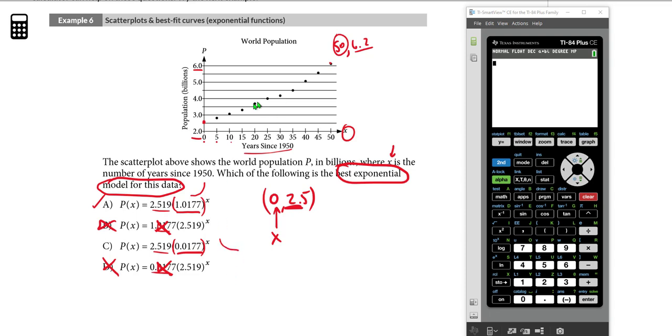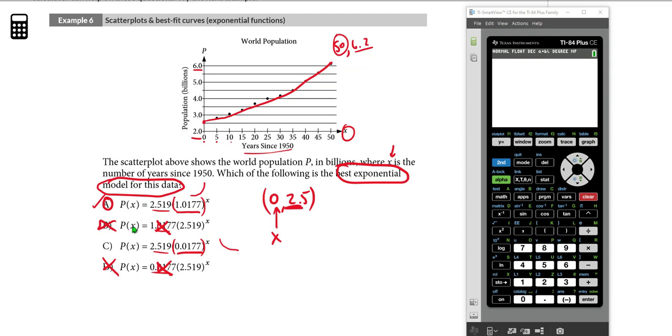We clearly have something that looks like an increasing exponential function, which means we know that the multiplier would have to be greater than 1, which means we have confirmed that the answer should be A.